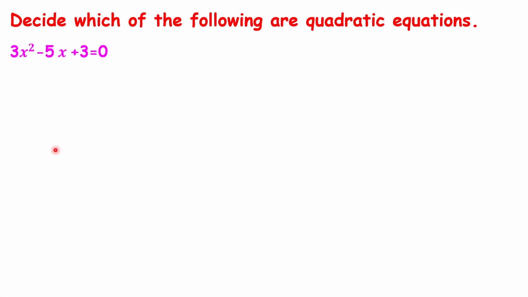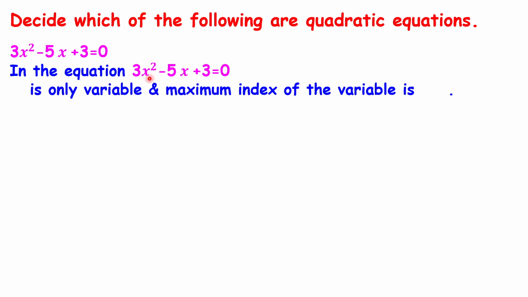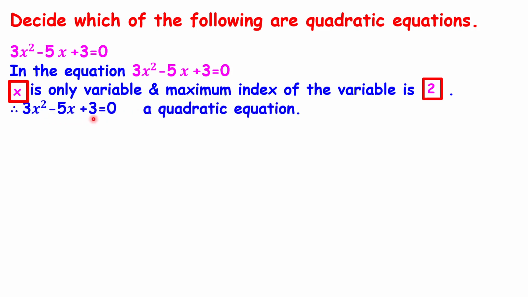3x square minus 5x plus 3 is equal to 0. In the equation 3x square minus 5x plus 3 is equal to 0, only x is the variable, and the maximum index of the variable x is 2. Therefore 3x square minus 5x plus 3 is equal to 0 is a quadratic equation.